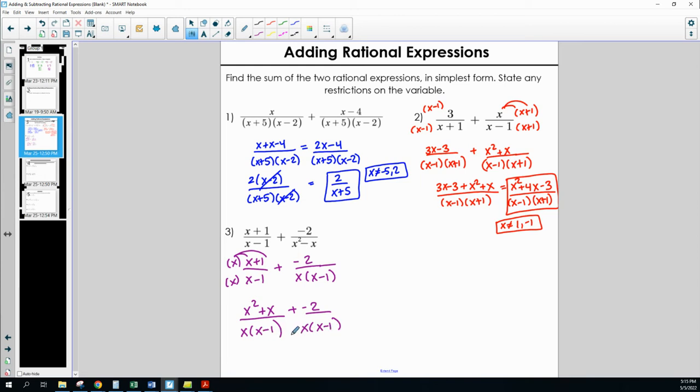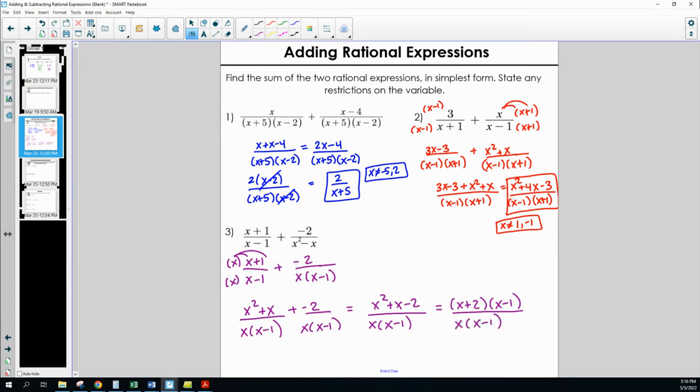They have the same denominator, so we can go ahead and smush the tops. So x squared plus x minus 2 over x minus 1. Now that it's smushed and in standard form, we want to see if we can factor that numerator. So what's going to multiply to -2 and add to 1? That's going to be x plus 2 and x minus 1. And then our denominator is x minus 1.